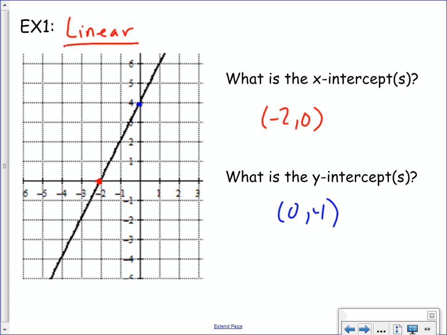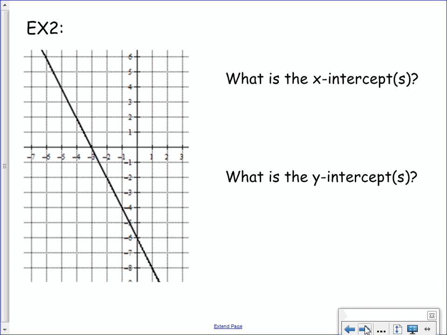Okay. Second picture. Family? Linear, again. X-intercept? Yes, -3, 0. And y-intercept? Yeah, 0, -6. It's so easy. That's it. I mean, seriously.